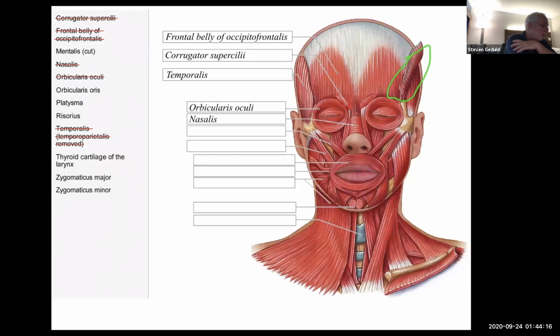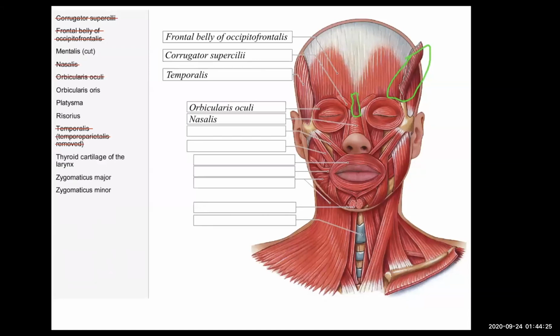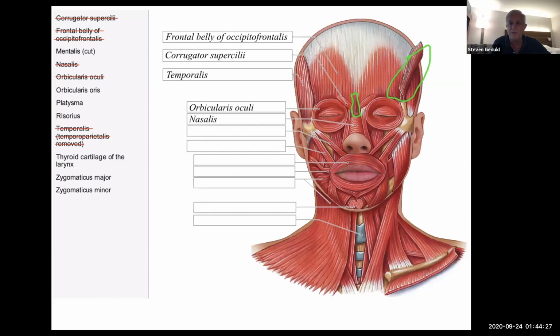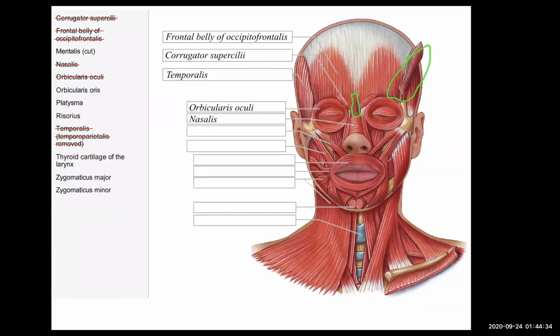I know it's not on here, but the muscle above the nasalis, what's this one right here we use for Botox? It's not on the list. Procerus? Yep, procerus muscle. Perfect. That's what you get with Botox. That wrinkles your forehead when the muscle contracts. That's the only reason why I remembered that one.